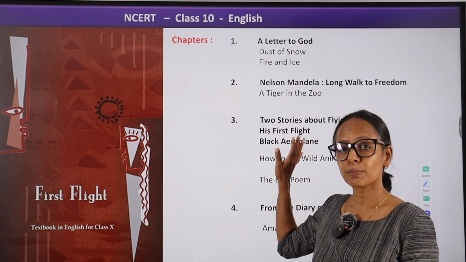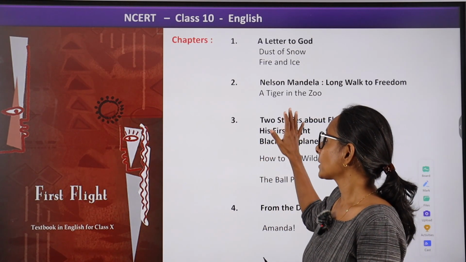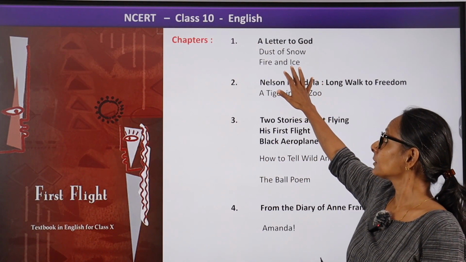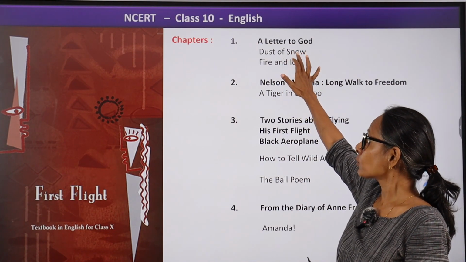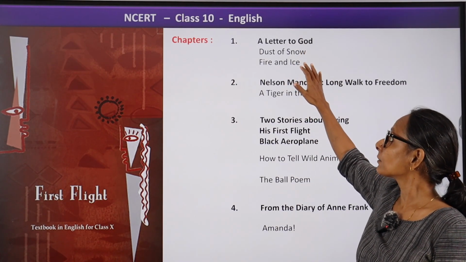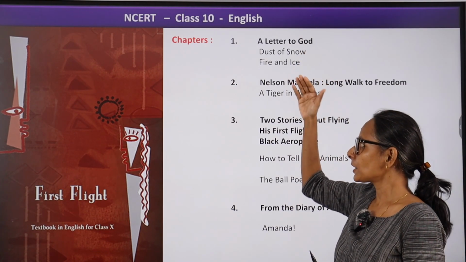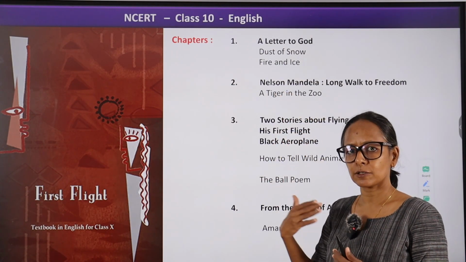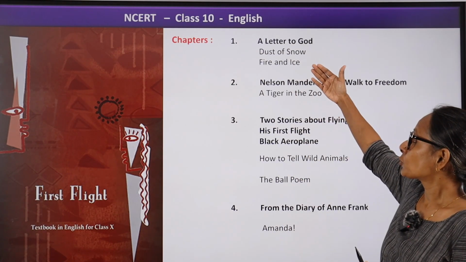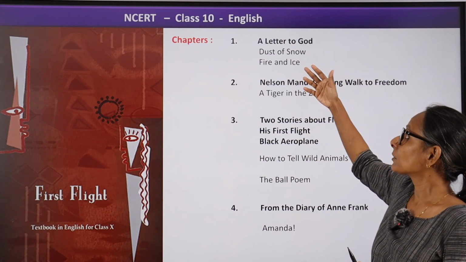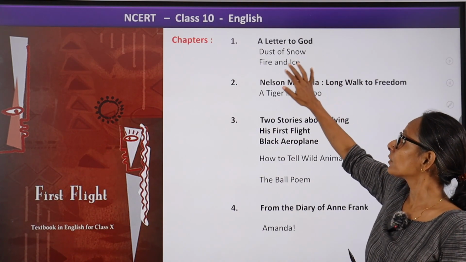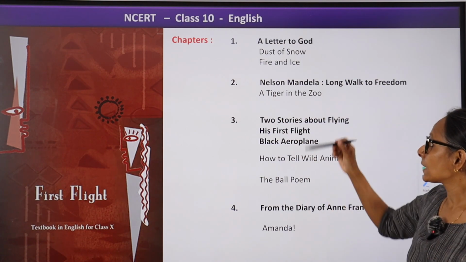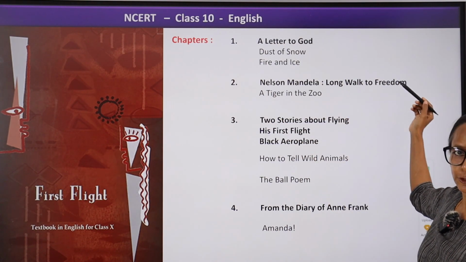It has both prose and poetry. There are 9 chapters in total. The first chapter has one prose, one short story and 2 poems. Like that, each chapter has, some of them have only prose and some have poetry added to it. The first chapter is A Letter to God and it has 2 poems, Dust of Snow and Fire and Ice. The second chapter, Nelson Mandela, Long Walk to Freedom.